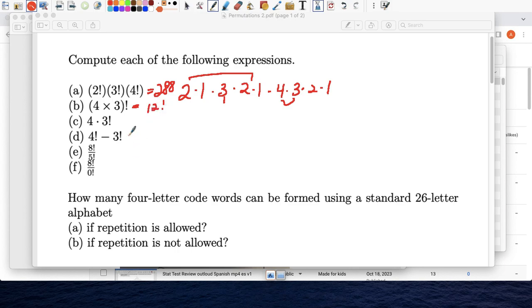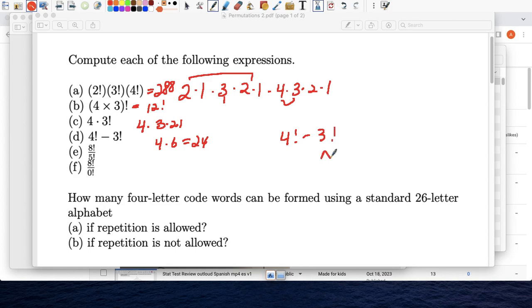I'll find a setting in the calculator where we can just plug that in. 4 times 3 factorial, so please don't multiply the 4 and 3. Order of operations is 4, and then times 3 times 2 times 1, or just 6, if you remember. That gives us 24. Letter D is 4 factorial minus 3 factorial.